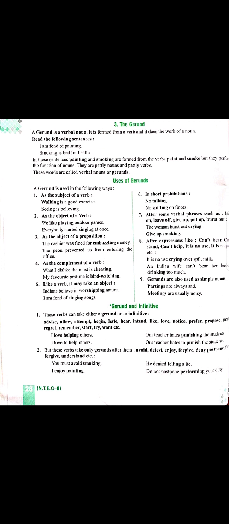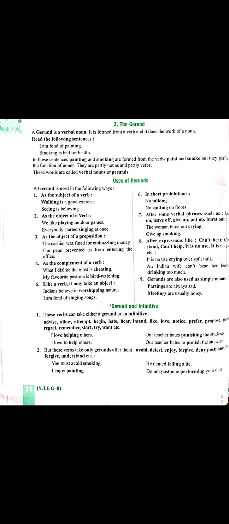Or you could also say, students, that in the first form of the verb you are adding -ing, है ना? So it is being called a gerund as well. Now, uses of gerunds. A gerund is used in the following ways. The first one is as the subject of a verb.